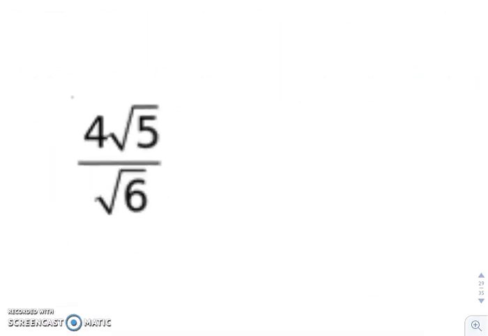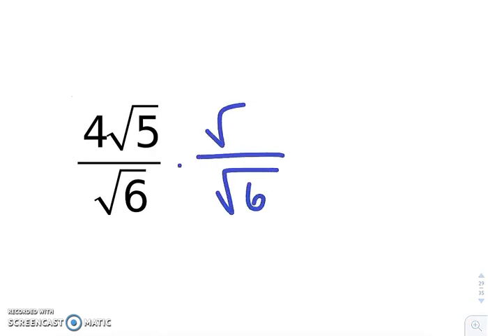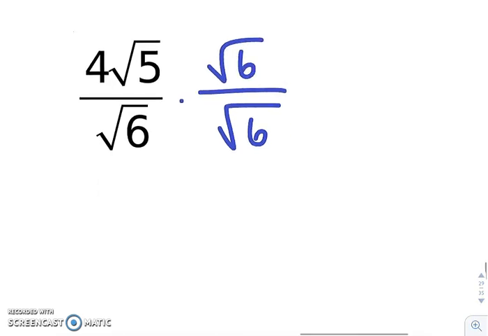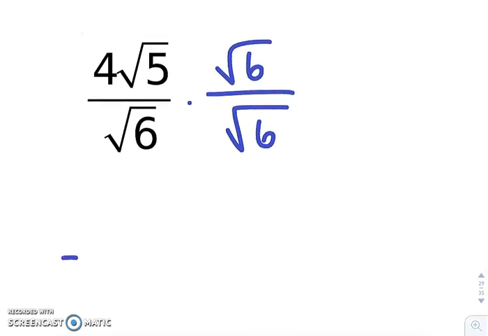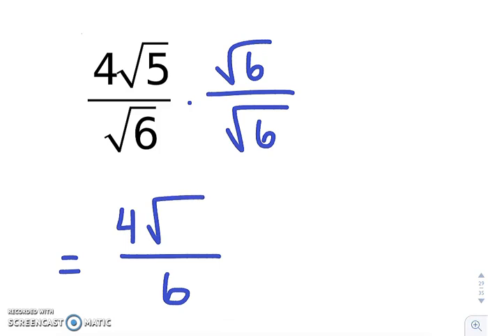So for the second one, 4 times square root 5 over square root 6. Same thing. We're going to make that bottom a perfect square. So we're going to do the same thing to the top and bottom, equal to a value of 1. The bottom will now be just 6. 6 times 6 is 36. The square root of 36 is 6. On the top, 4 is on the outside. 5 times 6 is 30.